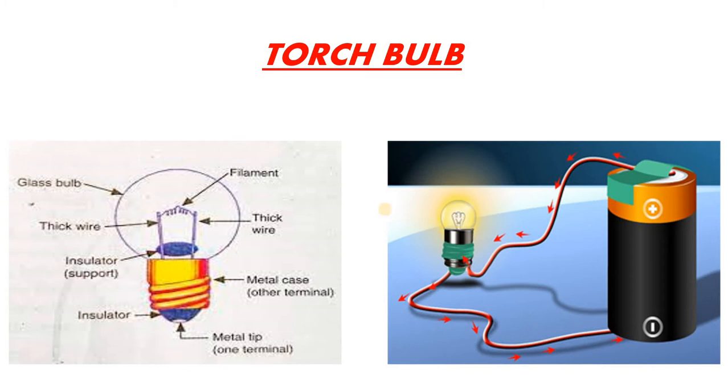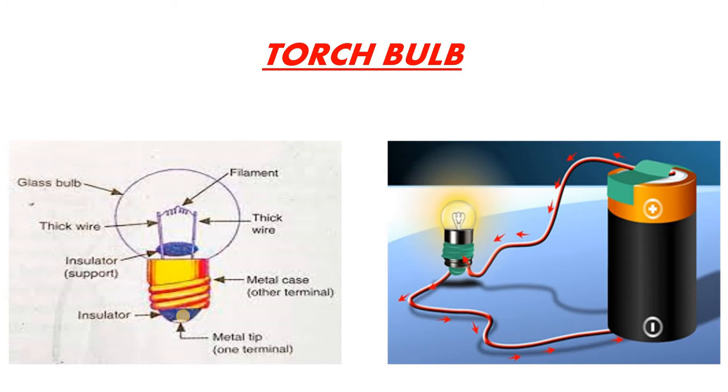Now the two thick wires inside the glass bulb provide support to the filament, and also make the connection of the filament to the outer circuit, right? Now the lower end of one of the thick wires is connected to the metal tip at the bottom of the bulb, here you see, whereas the lower end of the other thick wire is connected to the metal case of the bulb, right? One is connected to the metal tip, and the other is connected to the metal case. This is the metal case, this is the metal tip.